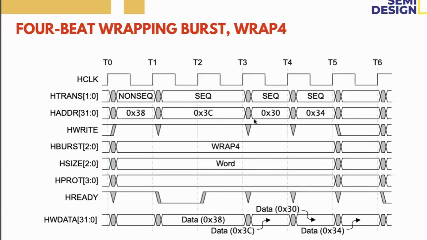4-beat wrapping burst, wrap 4. So what is meant by 4-beat? Four beat means for every four transactions it will wrap around. Four beat is nothing but there will be four transactions, four transfers. So within the four transfers, it needs to complete the transaction. How does it look here? The first one is non-sequential. Non-sequential means within the address range, it is 0x38. For the next transfer it is sequential, and the next transfer sequential, next transfer also sequential.